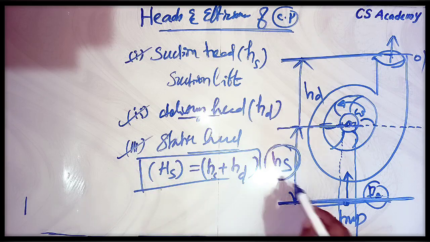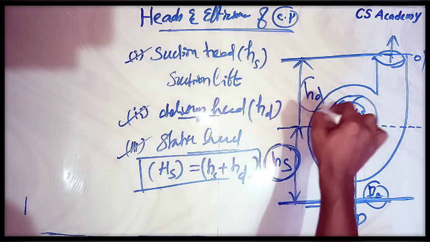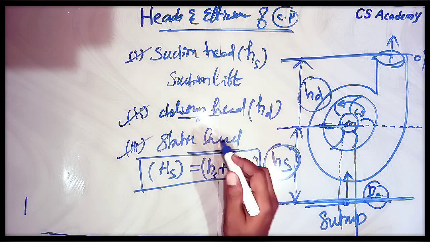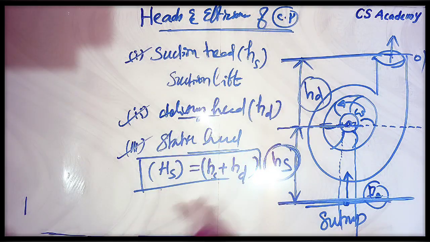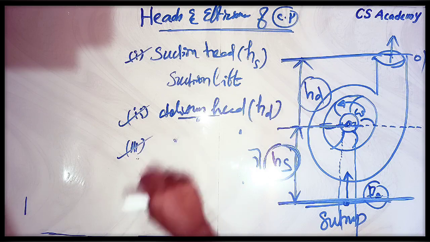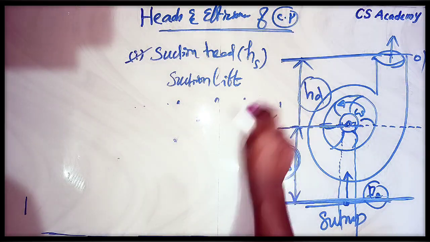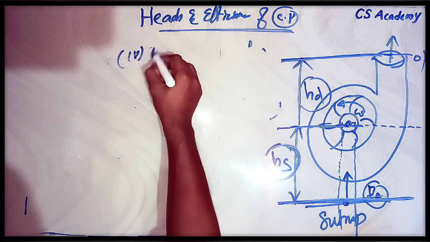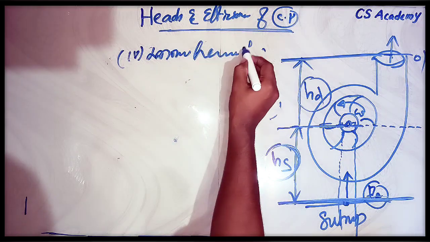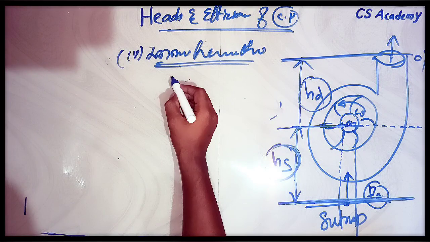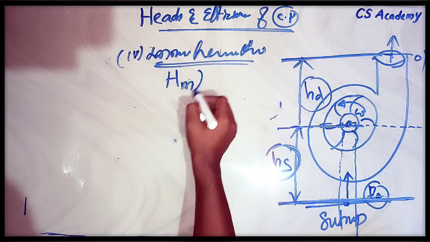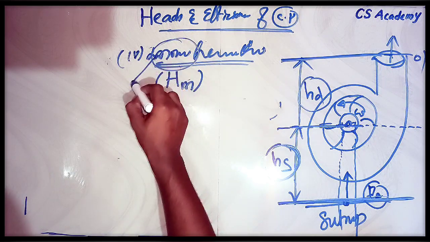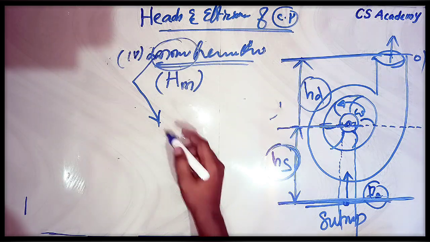Listen carefully here. The summation of the suction head and delivery head is nothing but static head. And the most important next head is the manometric head. Listen carefully. This is the very important head out of all four heads. We will see this manometric head diagrammatically. We will denote this manometric head as capital H suffix M.